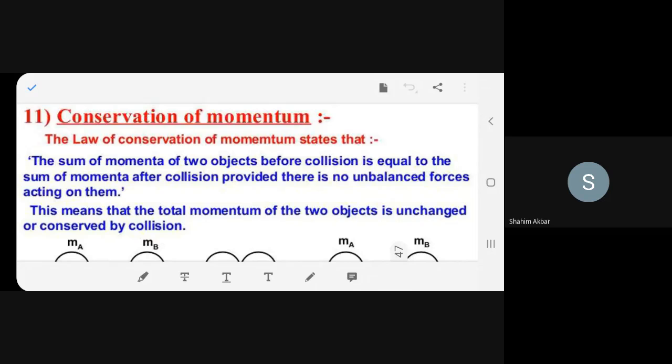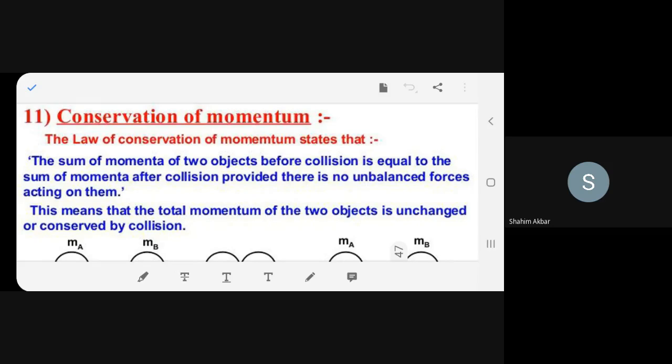The law of conservation of momentum states that, conservation, not conversation, sorry. The law of conservation of momentum states that the sum of momenta of the two objects before collision is equal to the sum of momenta after the collision, provided there is no unbalanced forces acting on them.